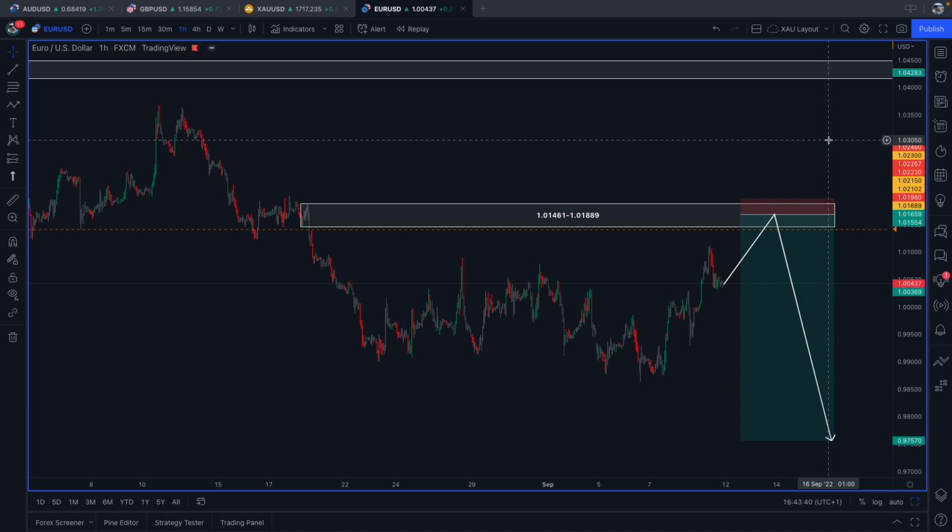So if you highlight these zones, if you're provided with the right confluence and the confirmation, execute those positions and profit alongside the LAGFX team.